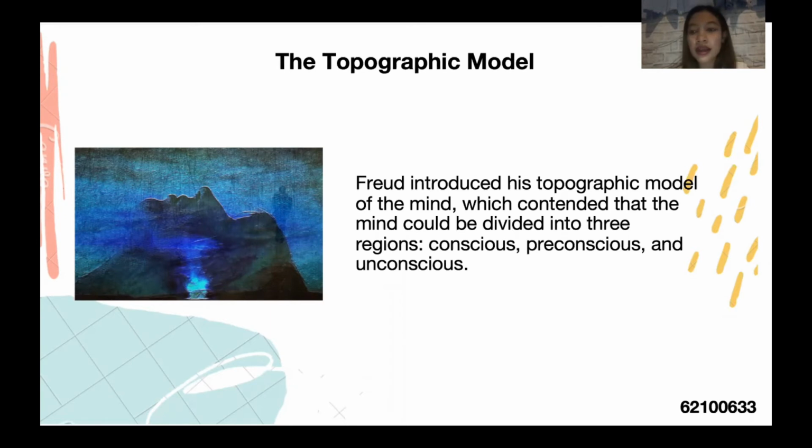3. The unconscious. The most controversial part of the topographic model, it contains anxiety-producing material that is deliberately repressed.